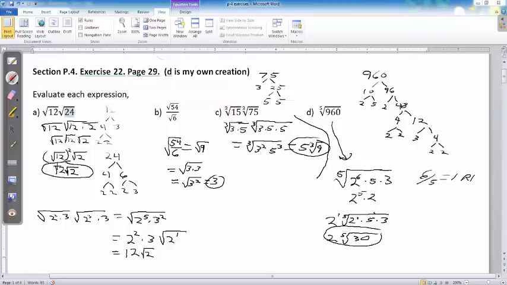So this is a nice shortcut method for doing these problems. You can certainly work them out longhand and try to find a pair of perfect squares, or find a number that's a perfect square in the middle like we did here.